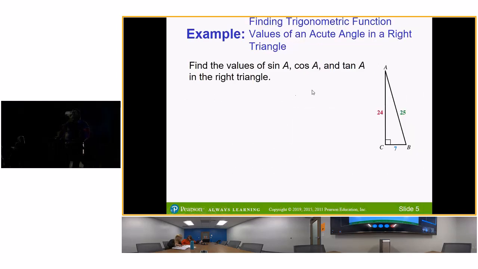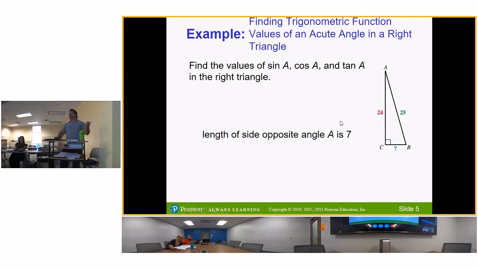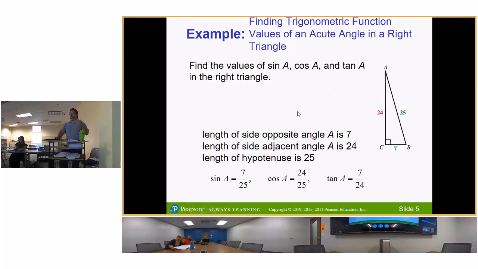Okay, now, when you have something like this, you've got your right triangle, which means that you're going to be dealing with the Pythagorean theorem. Okay? And they're just going through the different parts. There you go.